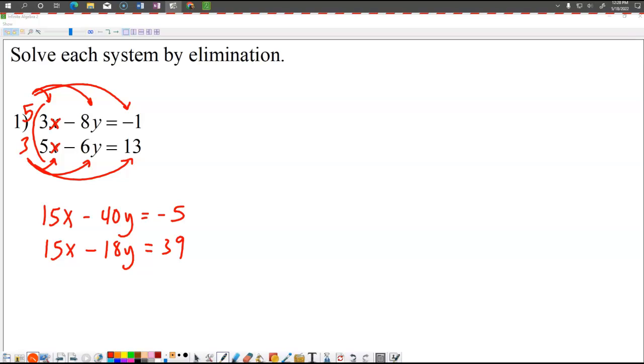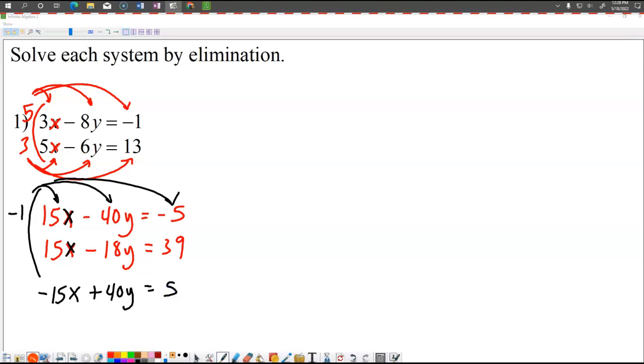So now notice that the x values that I wanted to cancel out now have the same coefficient because of that little strategy. The next thing I want to do is I want to make them opposite signs. So at this point what you're going to do is you're going to pick one of the equations and multiply it by a -1. And what that's going to do is it's going to make all the signs change. So now I have -15x plus 40y equals 5 for the top equation. The bottom equation will not be changing.